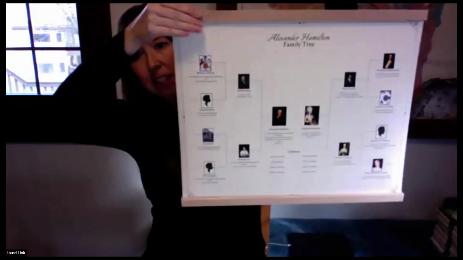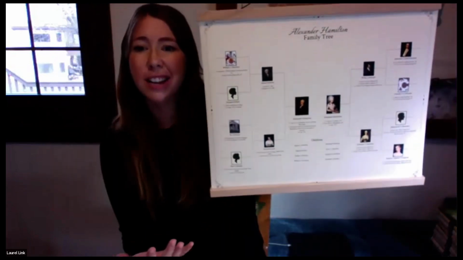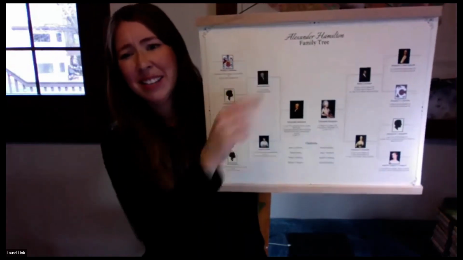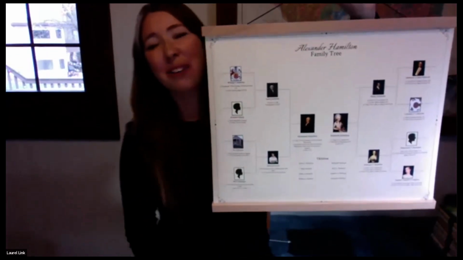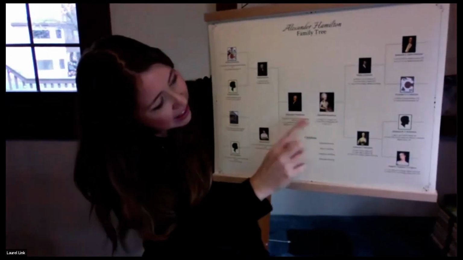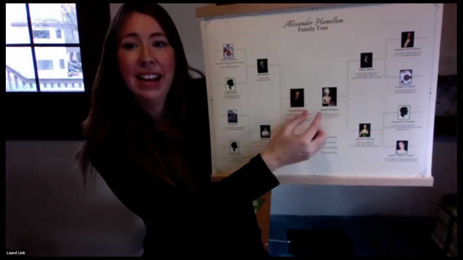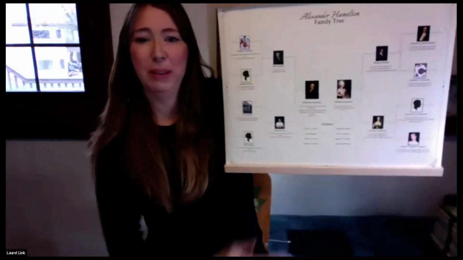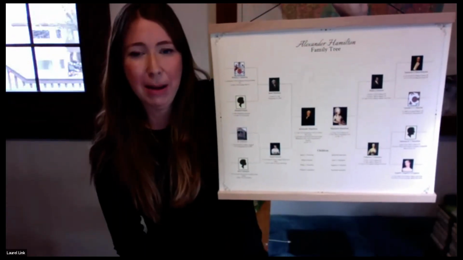This one's slightly smaller because it has less generations. It's 16 by 20, and this is a combination poster, using the Alexander Hamilton family that Meg was using, but this puts Alexander and Elizabeth in the middle and has both of their ancestors going back on both sides.